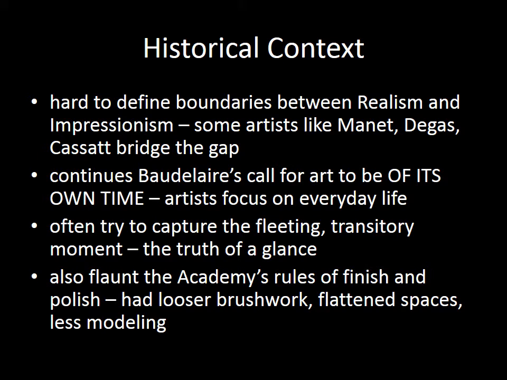All right, so let's look at the historical context. When we're talking about the difference between realism and impressionism, there are some blurry lines, right? It's hard to define the boundaries between those two movements. And some artists that we talk about today, like Manet and Degas and even Cassatt, I might say, could be argued for either side, right? And your book actually puts some of Manet's paintings in the realist section and some of them in the impressionist section. So, let's just say we're going to call them impressionists for the sake of clarity.